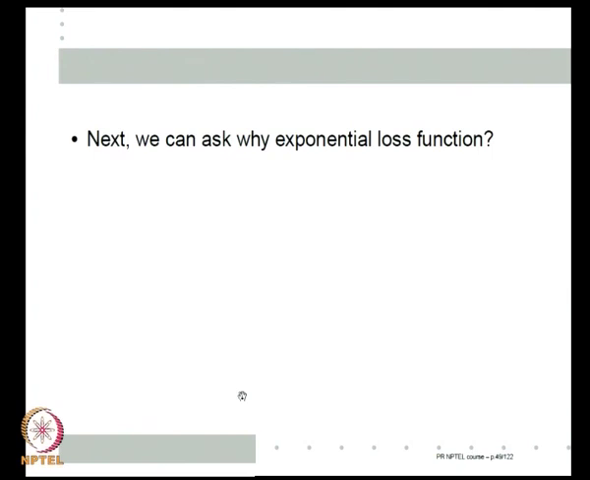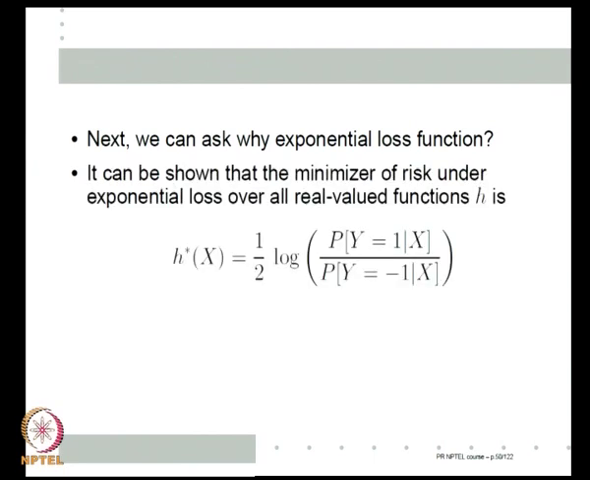So this is one more convex approximation to the 0-1 loss function. That is of course a good enough reason to consider exponential loss, but we can still ask, we already have so many loss functions, why one more? Because exponential loss has many interesting properties. I will just state one. It can be shown that if I am minimizing risk under exponential loss over all real valued functions h, not just binary valued functions such as we are considering here, then the minimizer is half the log of the odds.